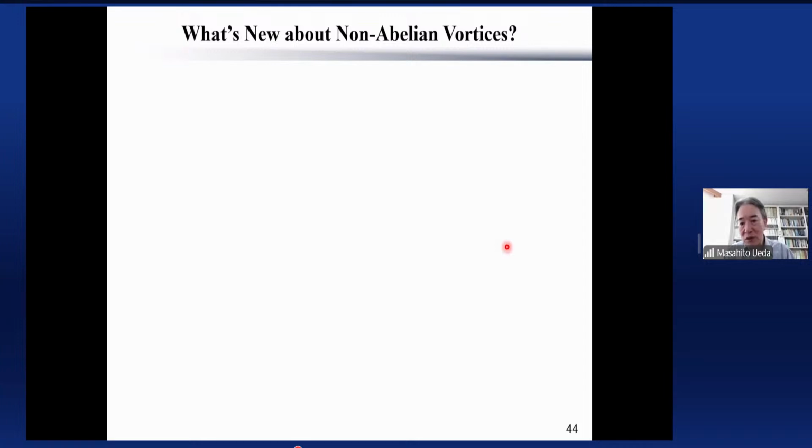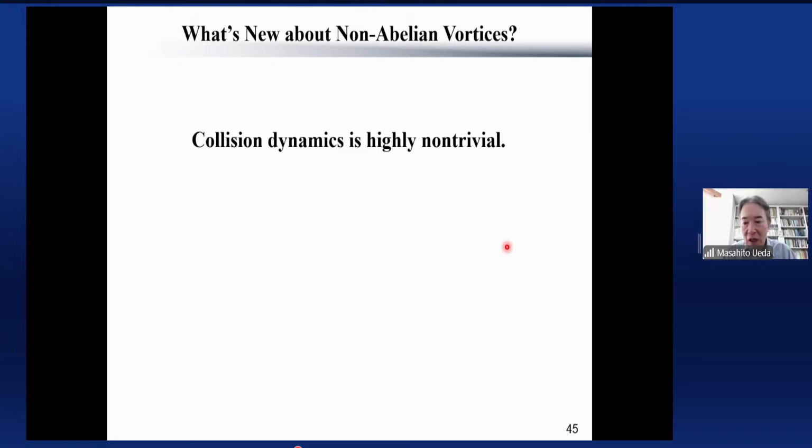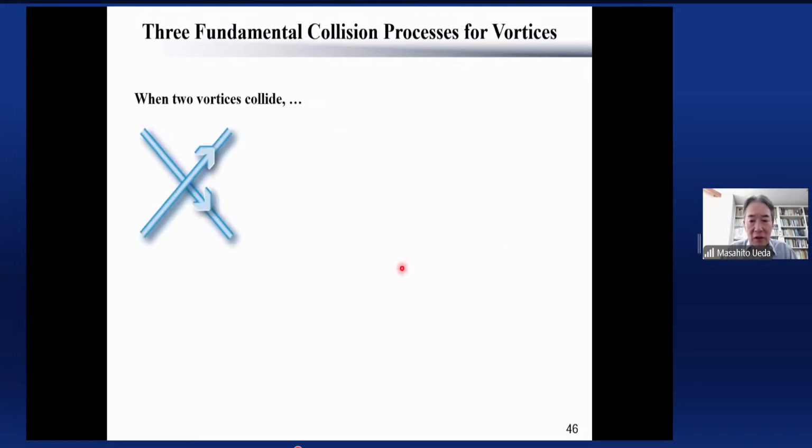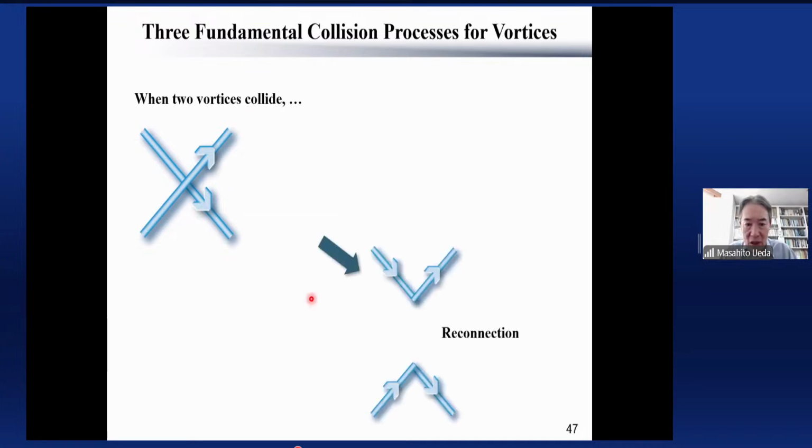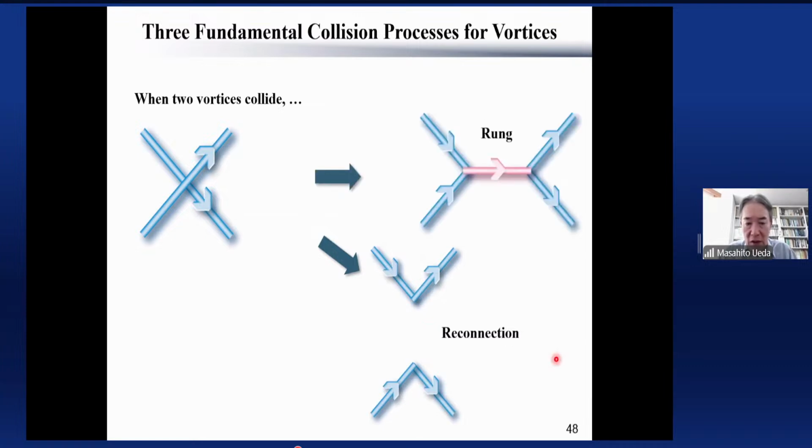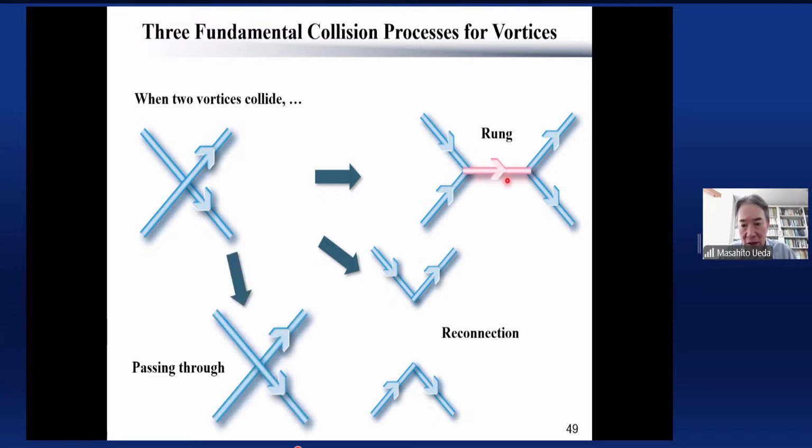Then the next question is, what's new about non-abelian vortices? First, the collision dynamics become highly non-trivial. There are 3 fundamental collision processes for vortices. So when 2 vortices collide, then they usually reconnect with each other like this. Or they form what is called a rung vortex. So when 2 vortices collide, they stick together by a rung vortex. So this is another possibility. And finally, they simply pass through each other. So those 3 are the fundamental possibilities.